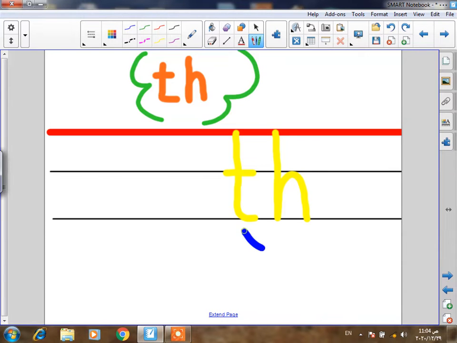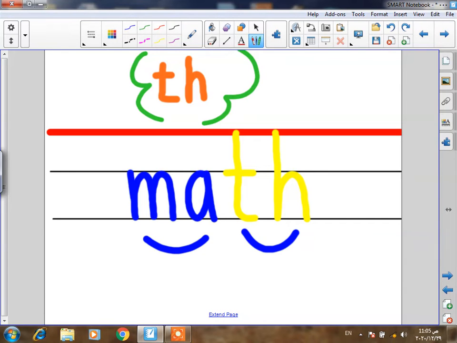T together or s. Okay. What sound is this? Mm. What sound is this? Mm. Together or ma. S. Math. Math. Math.